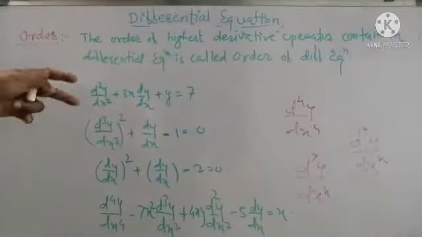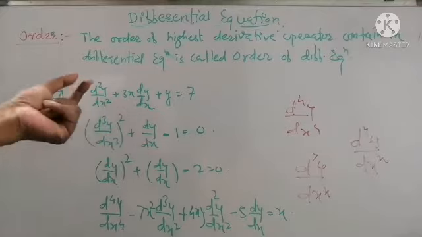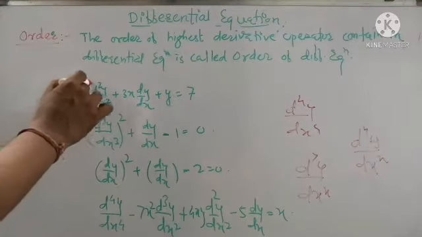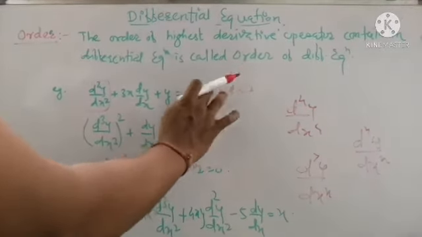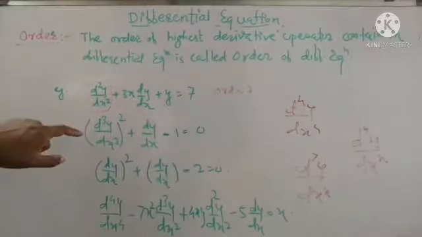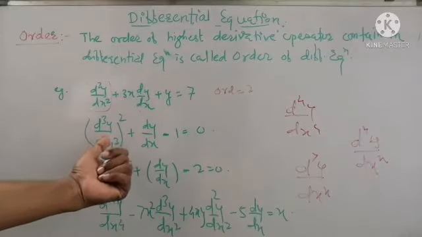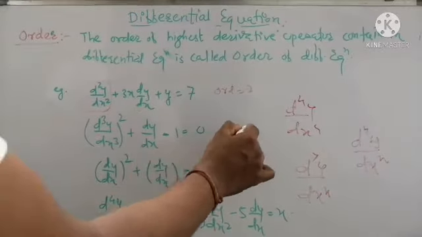Now, in the first example, d square y by dx square is a second order derivative operator, and it is the highest derivative operator, so the order of this differential equation is 2. In the second example, as you can observe, there are again two derivative operators, in which d cube y by dx cube has order 3, which is the highest derivative operator in this example. So the order of this differential equation is 3.